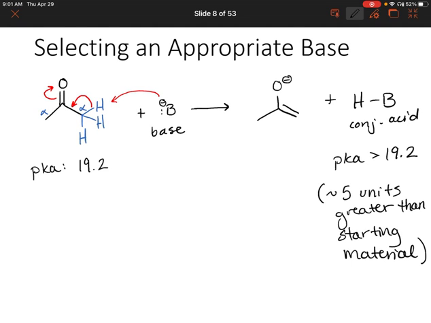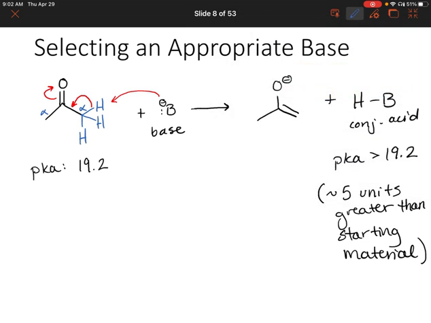Otherwise, let's say the conjugate acid had a lower pKa than the starting material, then that conjugate acid would be more acidic, right? Because the lower the pKa, the more acidic something is. The more acidic something is, the more likely it is to give away a proton. So the conjugate acid would give up its proton to that negatively charged oxygen, and we would actually see the reverse reaction occur. So in order to favor those products, the conjugate acid has to be a less strong acid or a weaker acid than the starting material. So that means the pKa has to be higher.